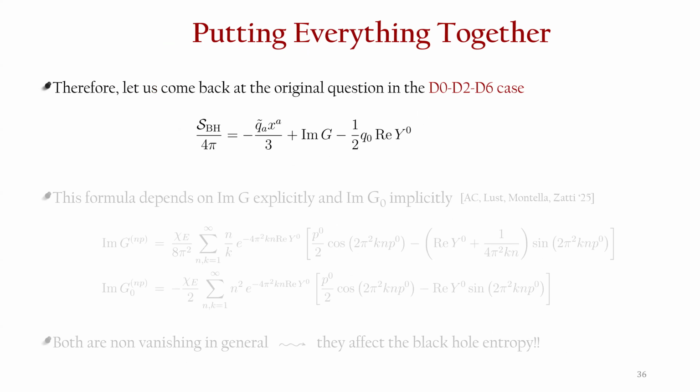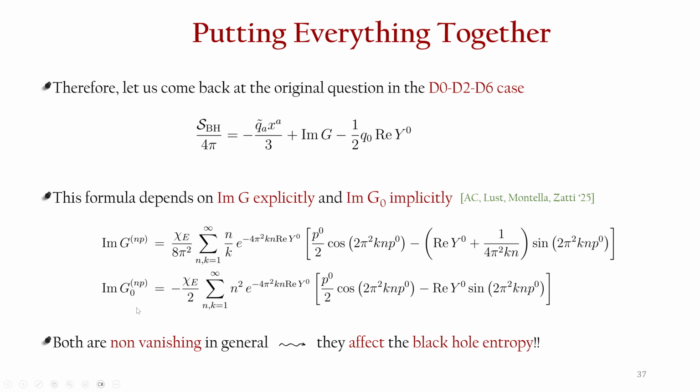Okay. So putting everything together, let's look at this entropy formula and try to see whether non-perturbative corrections will enter or not. There are two places where they can enter. First, explicitly through the imaginary part of the G function, the one that we were computing and playing with a lot before. And there's also an implicit dependence in the attractor equations on the imaginary part of the derivative of G. You can actually compute those, and they look like this.